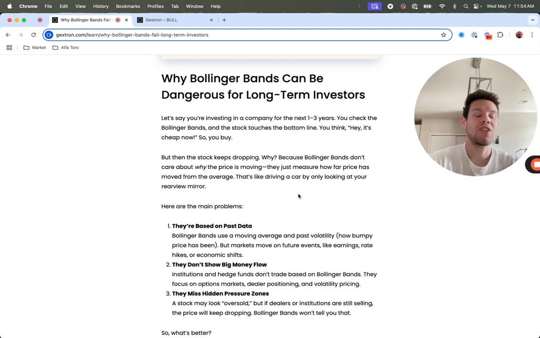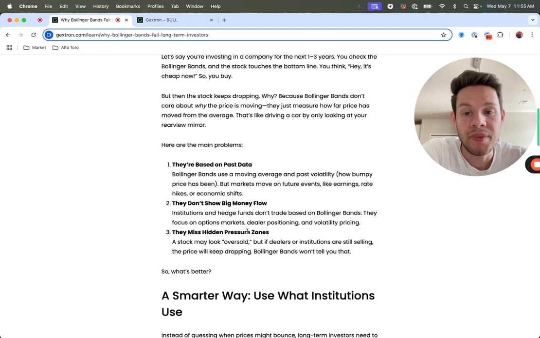So the point is that the thing with indicators is that they look at past history, but price is always random. It's forward looking. It's based off of implied volatility. It's based off what people think it's going to be, investors and participants. Okay, here are the main problems. They're based on past data, just like I just said.